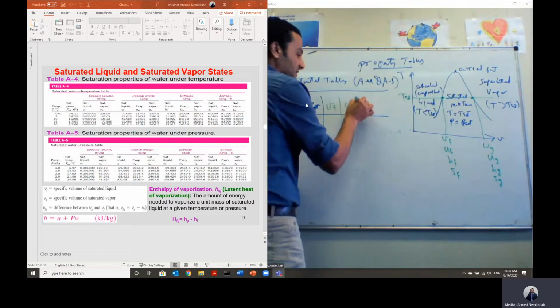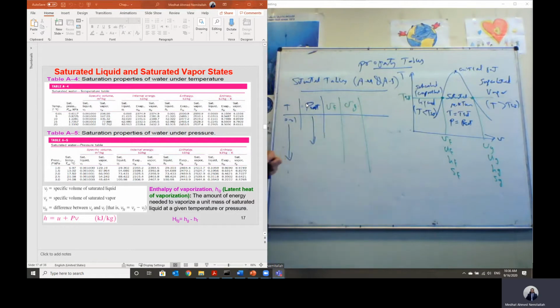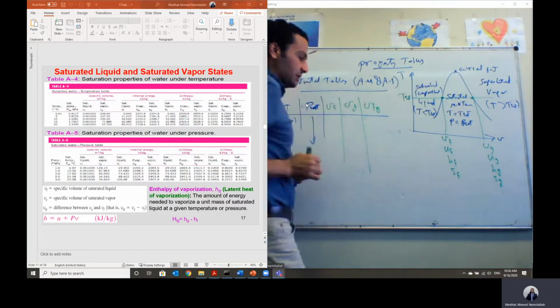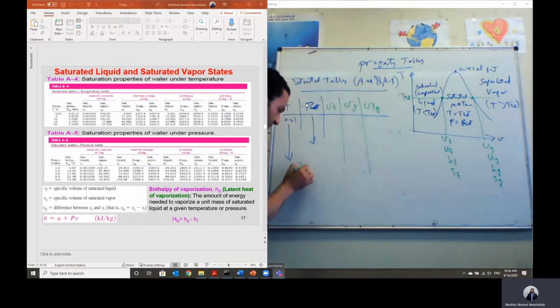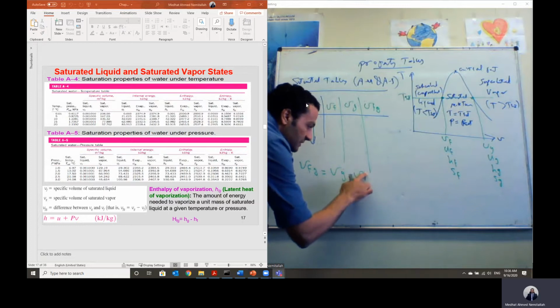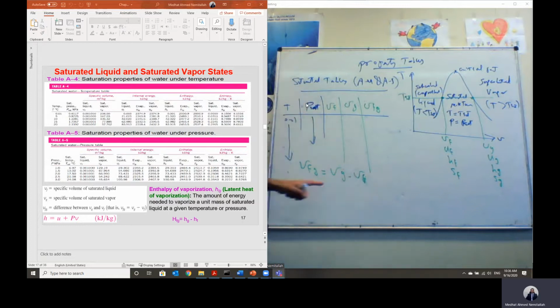Then it will give you v_g, which is the specific volume of saturated vapor, and it will give you what we call v_fg. The parameter v_fg is just the difference between v_g and v_f, which is the specific volume of saturated vapor minus the specific volume of saturated liquid.